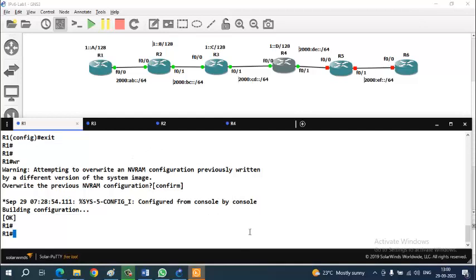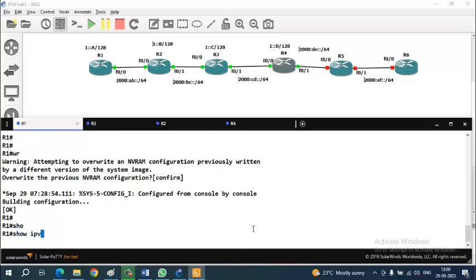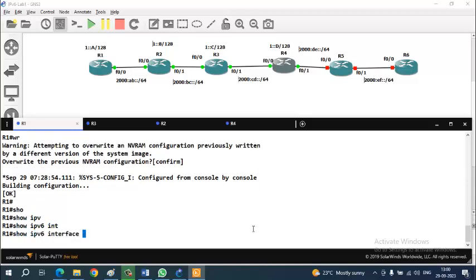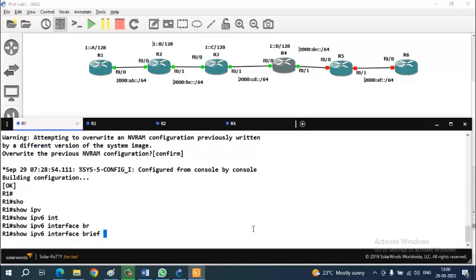See, show IPv6 interface brief. It's very easy. Commands are very simple. If you know IPv4, you need to put IPv6 instead of IPv4 wherever you want to verify. For example, I'm here trying to see the interface status for IPv6. So I'm saying IPv6 interface brief instead of show IP interface brief.